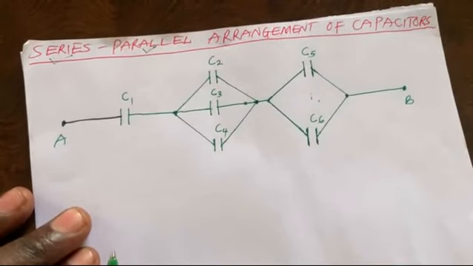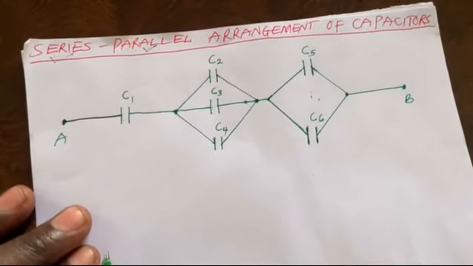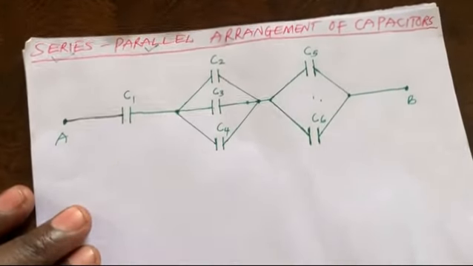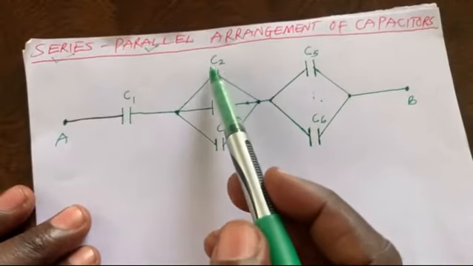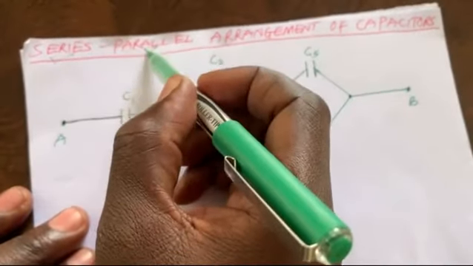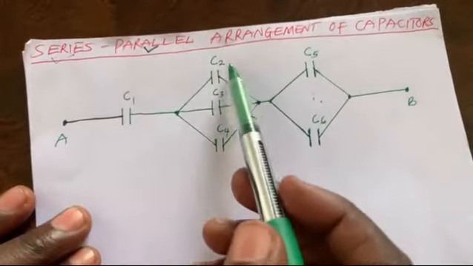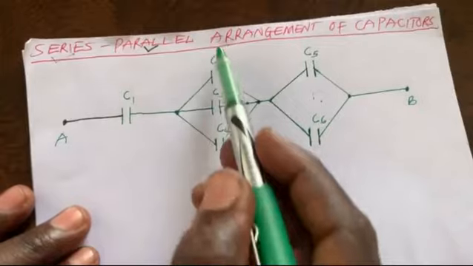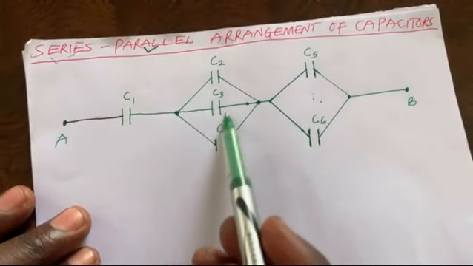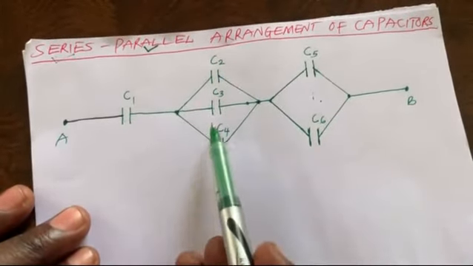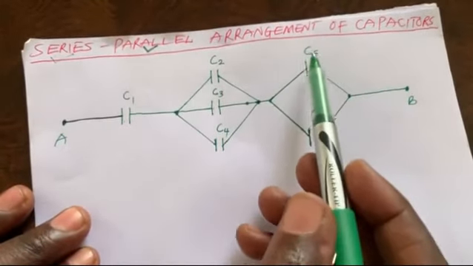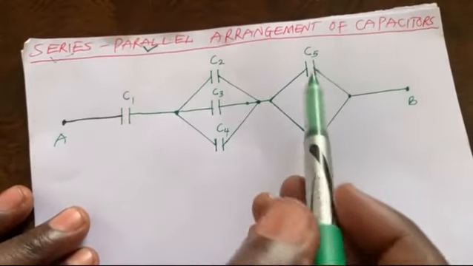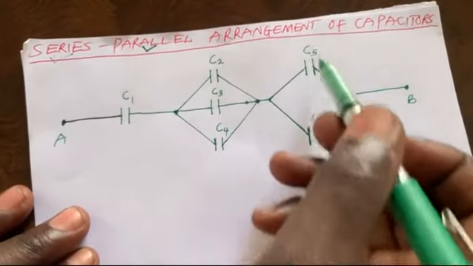The question is, how do we get the equivalent capacitance of this network? Okay, this is the way out. You first of all treat the capacitors in parallel combination. You get the equivalent of C2, C3, C4, and you place it in place of this one so that you have a single capacitor instead of a network of three. You do the same for these two, C5, C6.